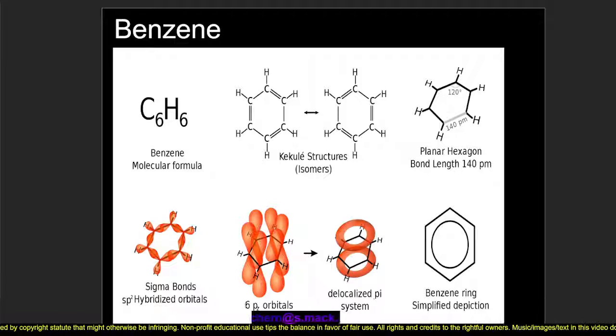In this video, we'll be looking at benzene in terms of hybridization and resonance. Benzene has a molecular formula, which is C6H6, where the 6 carbon atoms are bonded to each other in a ring, right, a 6 carbon ring, and each carbon atom is bonded to a hydrogen atom.